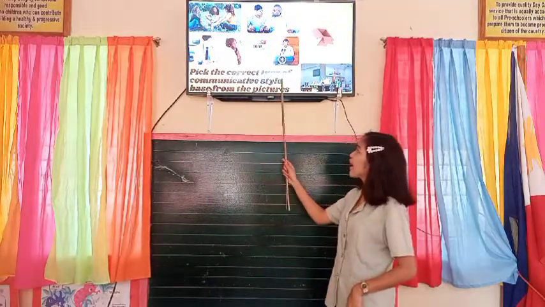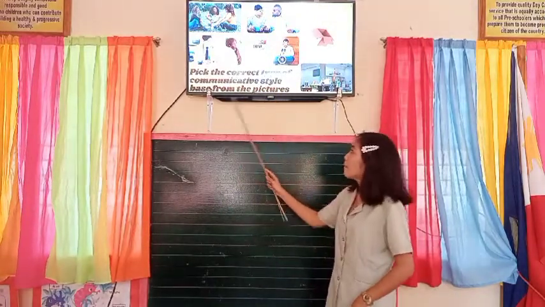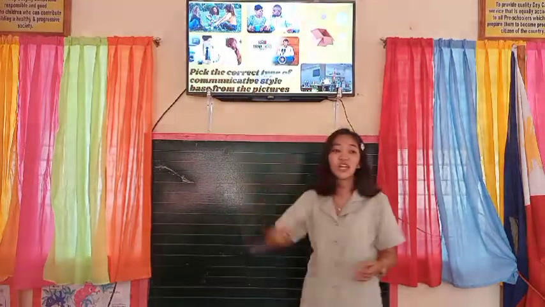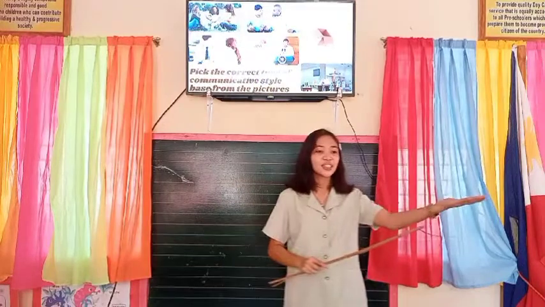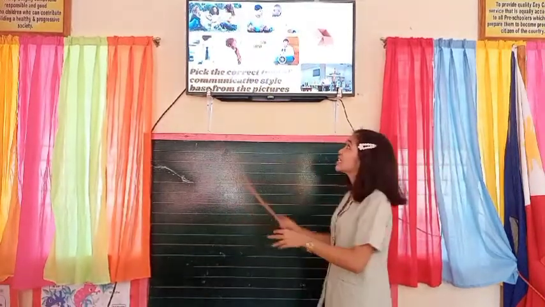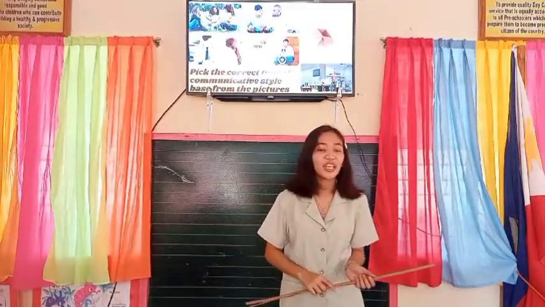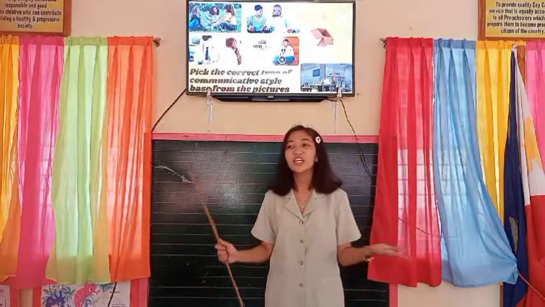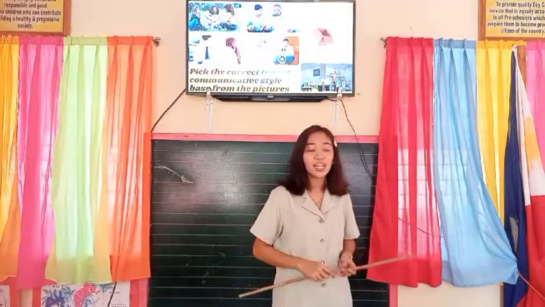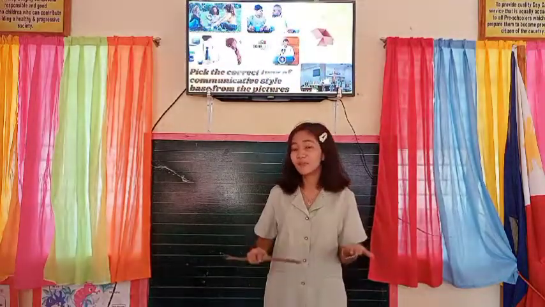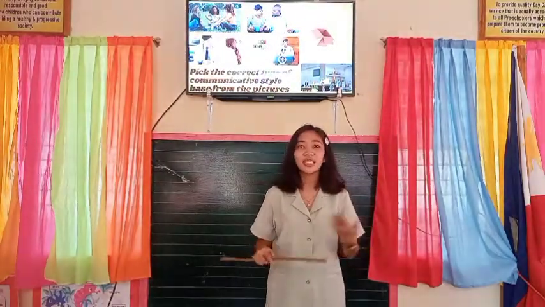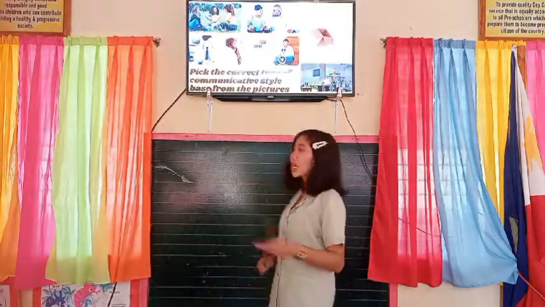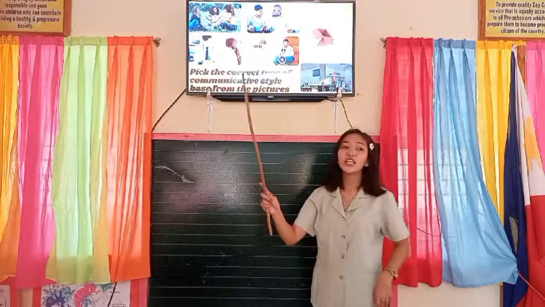Now, pick the correct type of communicative styles based from the pictures. Now, class, in this first picture, the friends talking together, what communicative style is this? Yes, Yasmin. It is a casual communicative style. Very good. You may now take your seat. But we can still consider it as an intimate communicative style based from the situation, or let us say their conversation is very confidential.